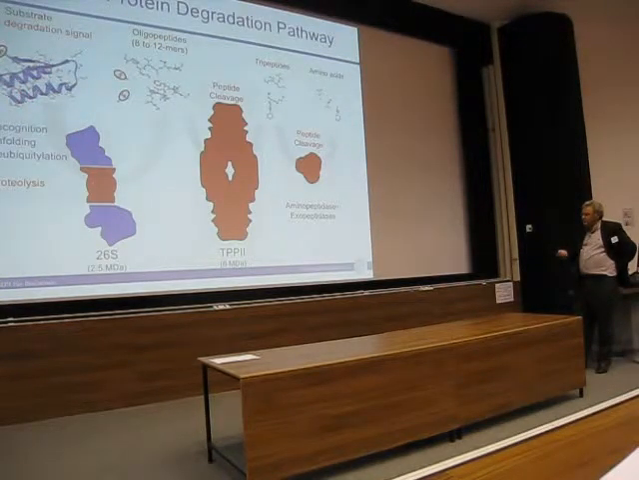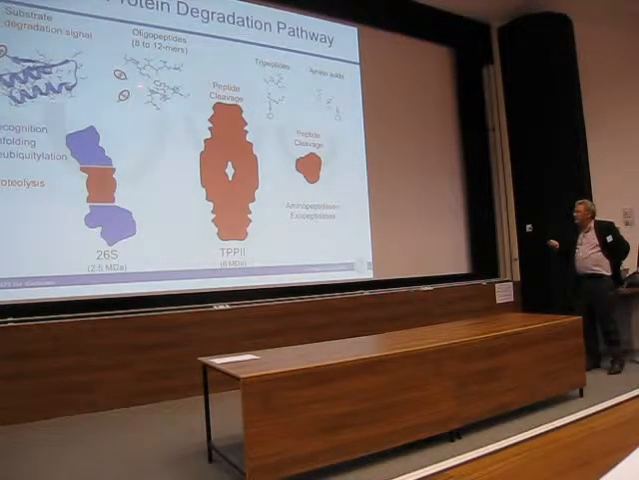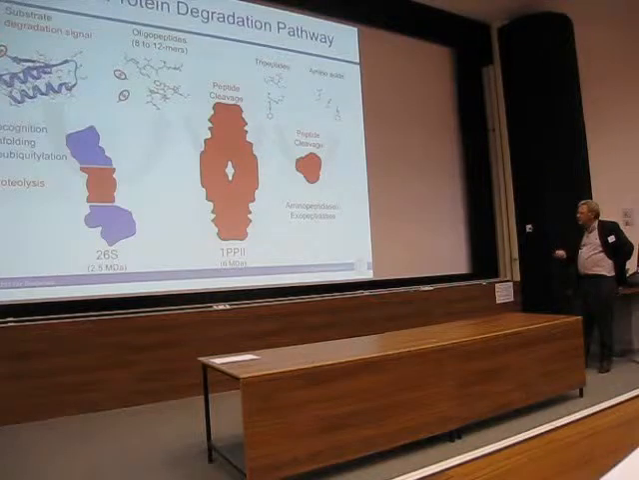So the machine here basically recognizes these substrates, it has to unfold them, it has to deubiquitinate them, and it degrades them in an ATP-dependent manner. It generates peptides which are typically something like 8 or 10 or 12 residues long, which are of very little use for the cell, with the notable exception maybe of the immune system, so they have to be cleaved further.